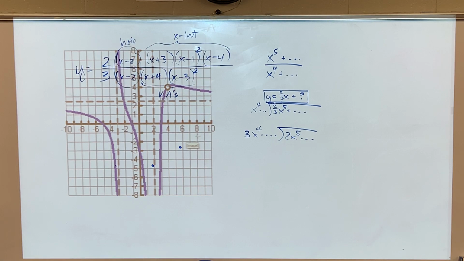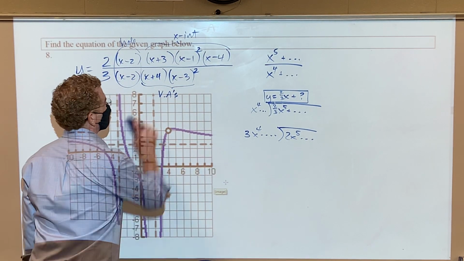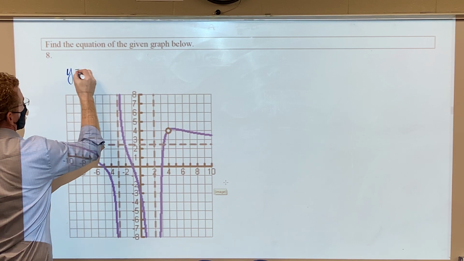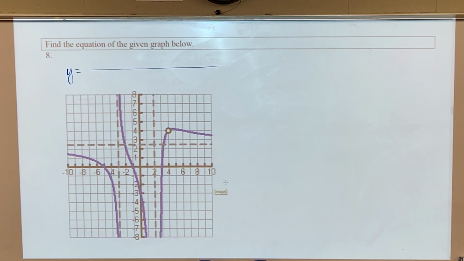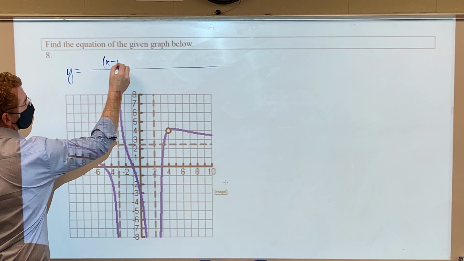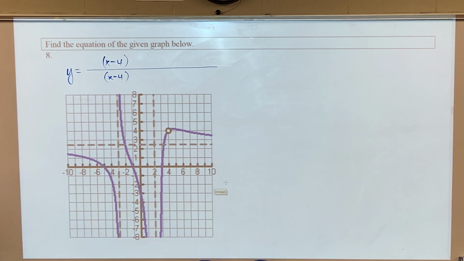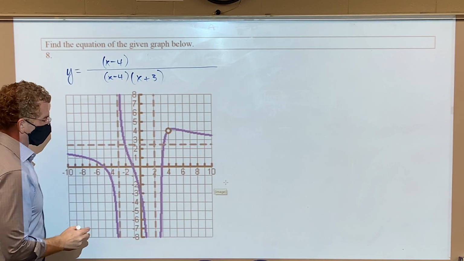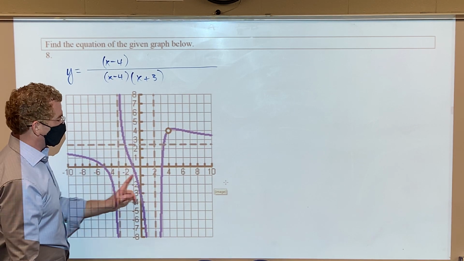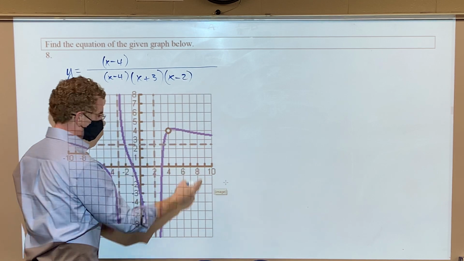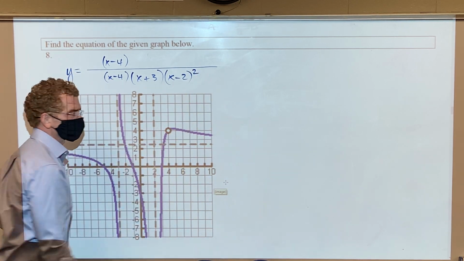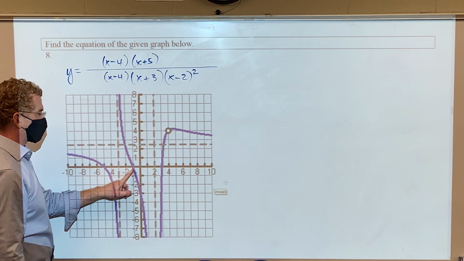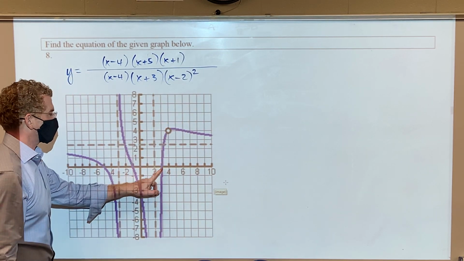I'll do one more here. Look at number 8. All right, so number 8. What do we got? Hole at 4. Then VA at -3. Different directions. VA at +2. So x minus 2, but look, same direction. Crosses at -5. Crosses at -1. Crosses at 3.